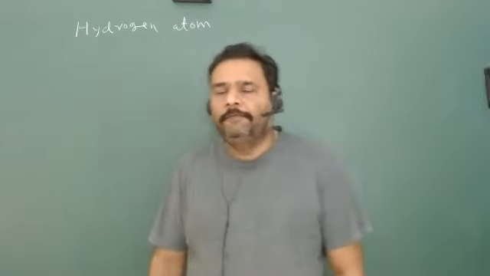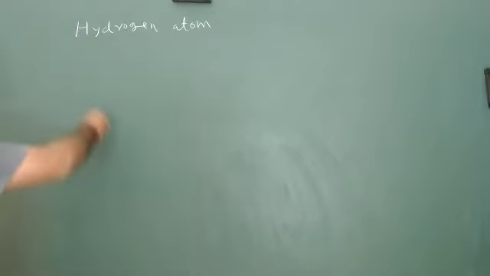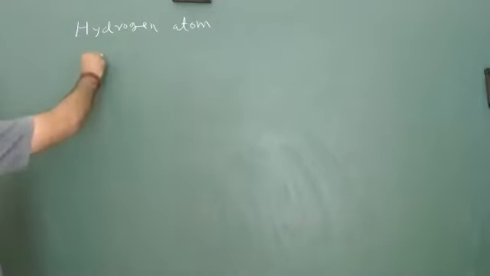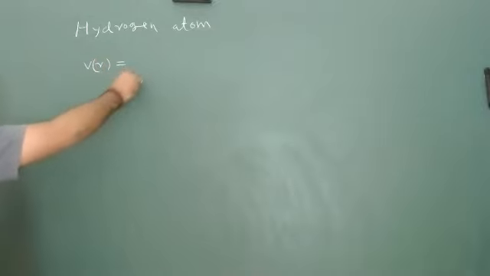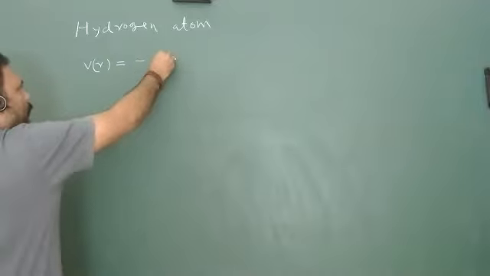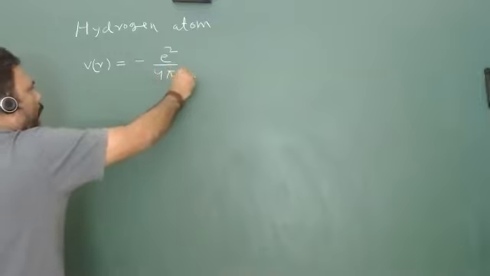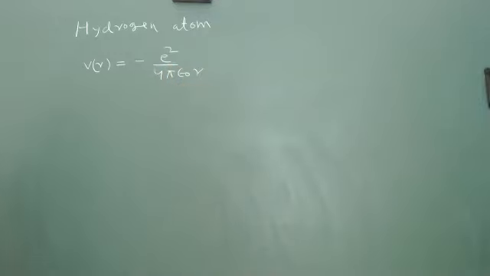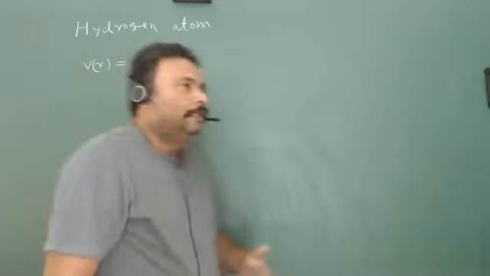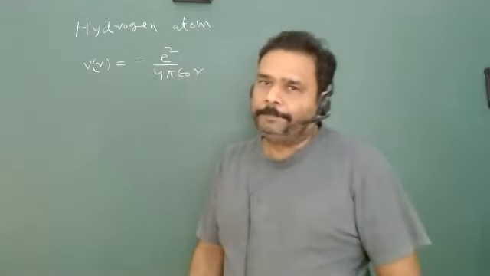And for this theory, we have to solve for the potential. The potential V(r) is the attractive potential between the electron and proton in a nucleus. So this will be e square upon 4 pi epsilon naught r. So we have to solve the Schrodinger wave equation for this potential. And please remember that this is nothing but the central force problem.